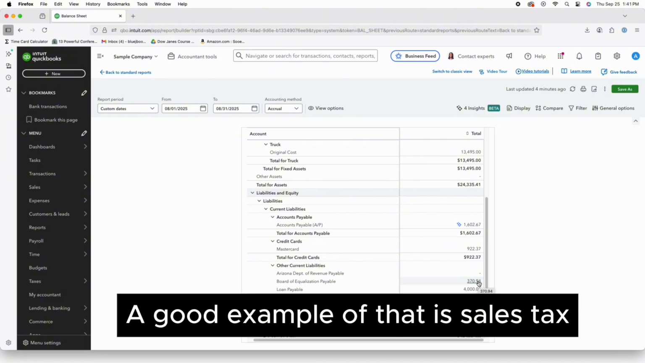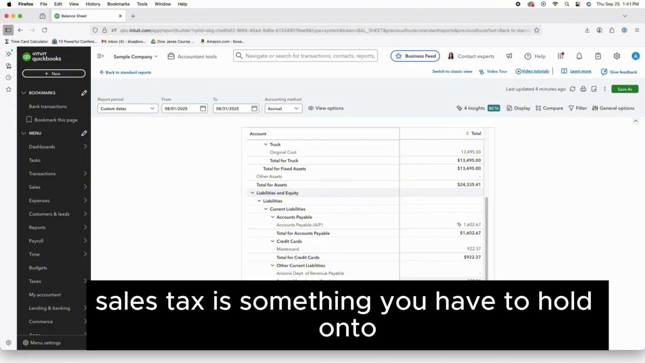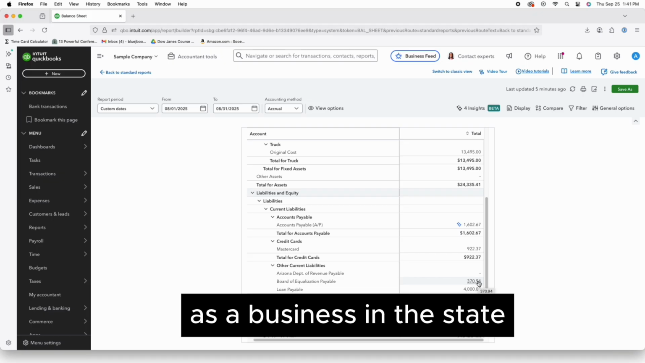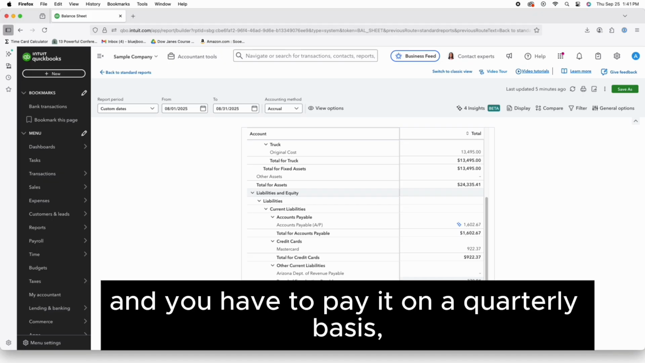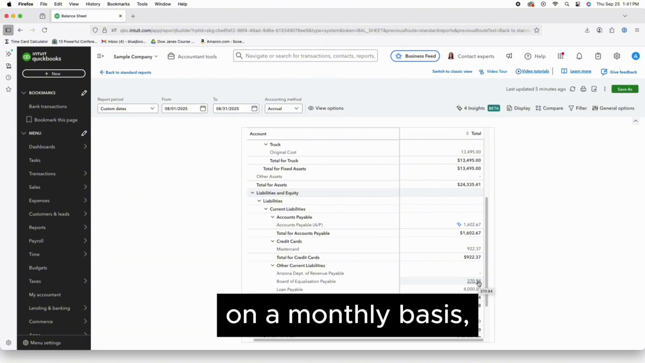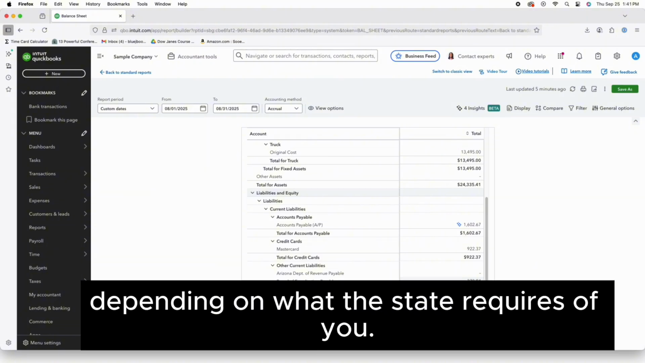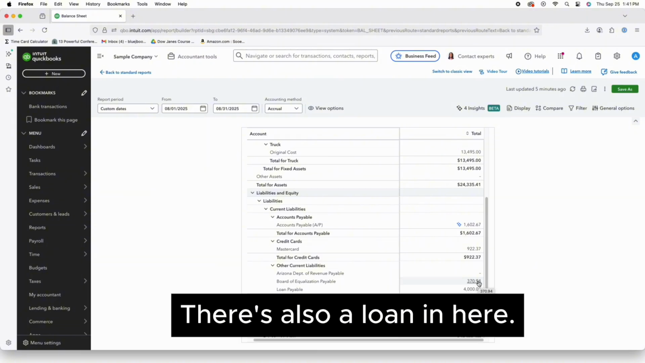A good example of that is sales tax. Sales tax is something you have to hold on to as a business in the state, and you have to pay it on a quarterly basis, on a monthly basis, depending on what the state requires of you. There's also a loan in here.